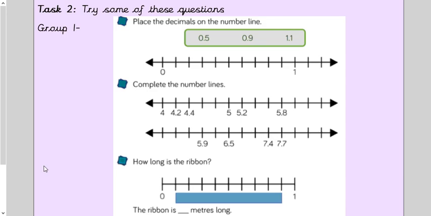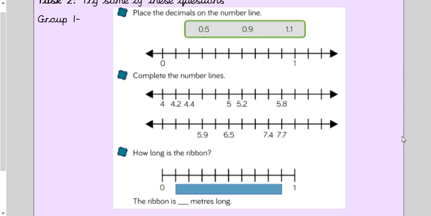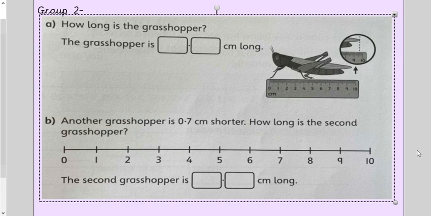Once you've done that, there are some questions, not very many, so this is just group 1 questions. These are on a PDF on the website if you do want to print them out. And this is group 2.